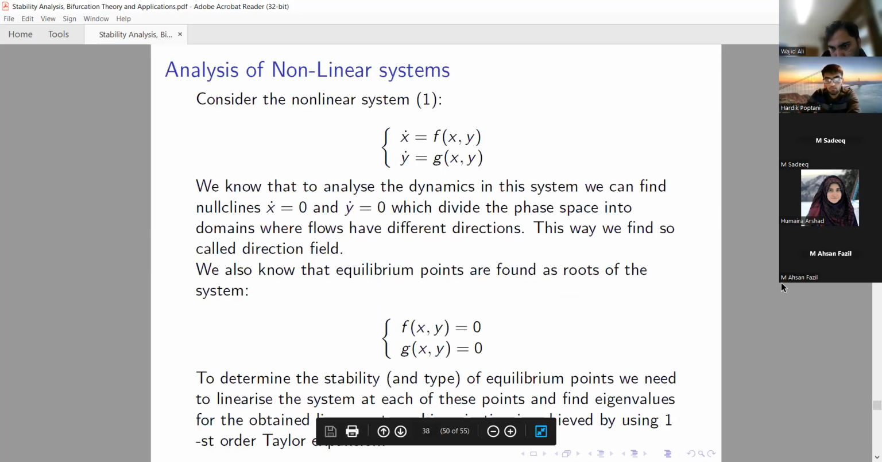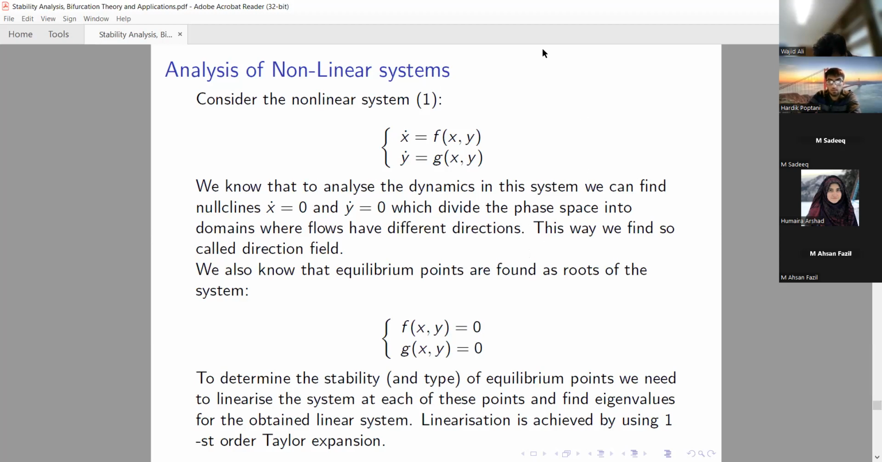So now we're looking at a nonlinear system case, where f(x, y) and g(x, y) are not just linear, but can also include squares or quadratics. Therefore, they divide the phase space into domains where flows have different directions. Of course, this is where we can find the direction field. We also know that equilibrium points are found as roots of this system.